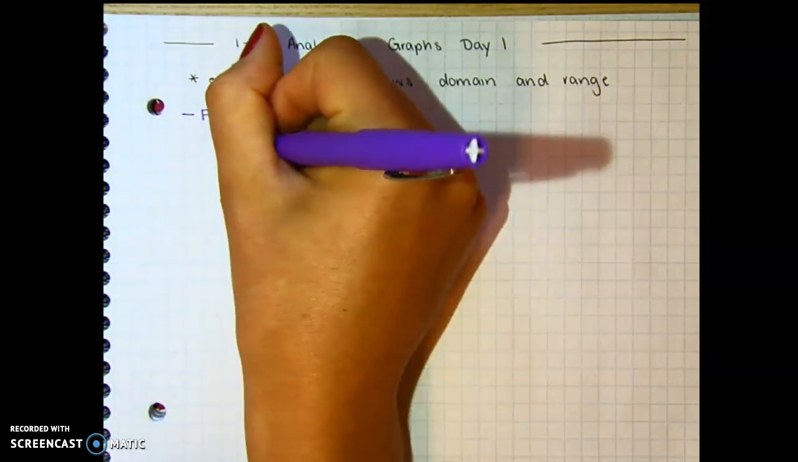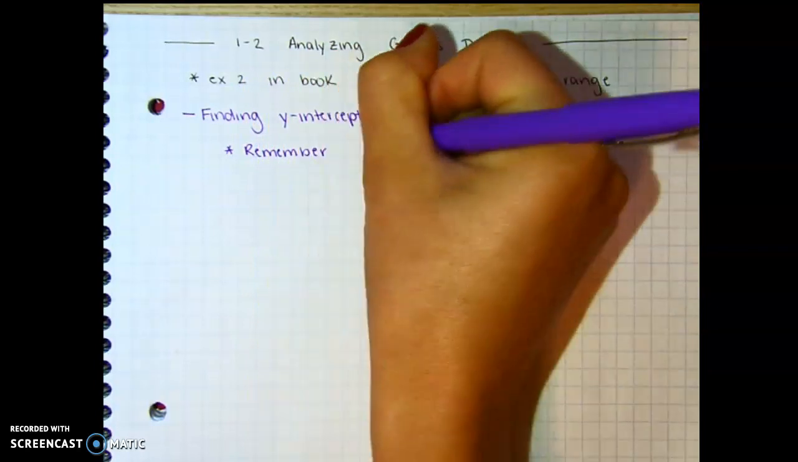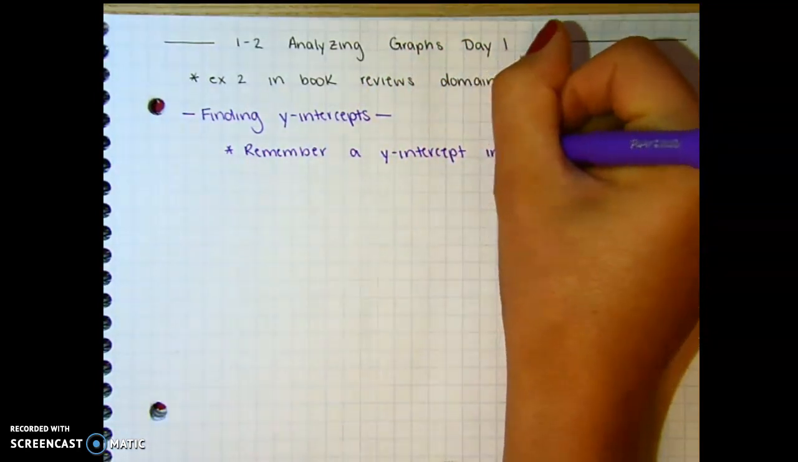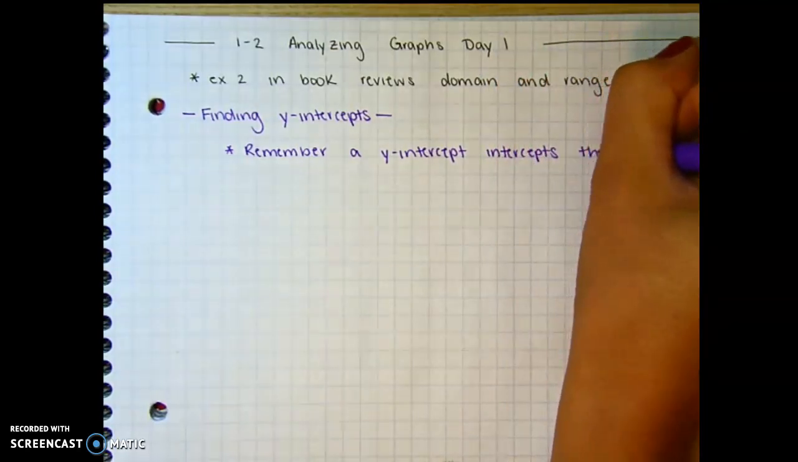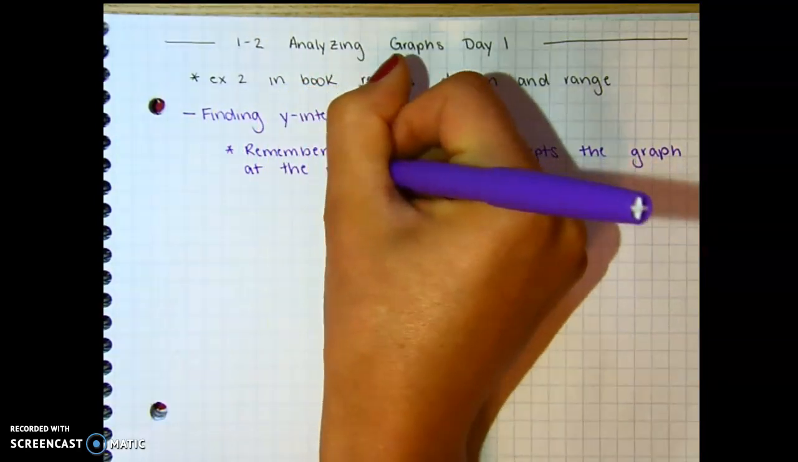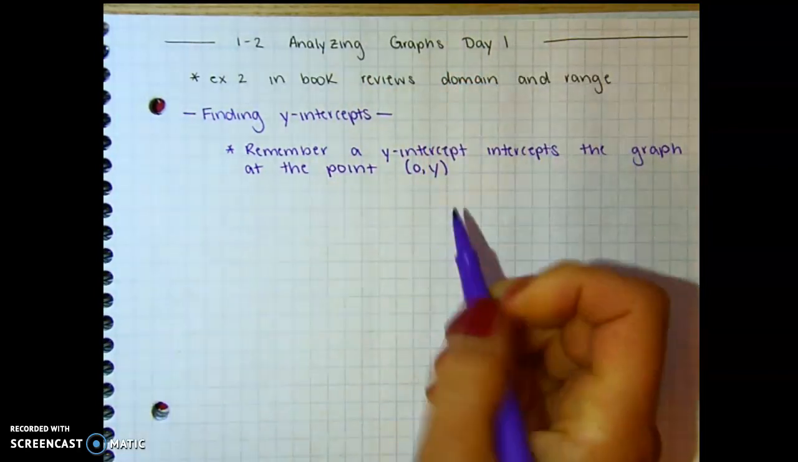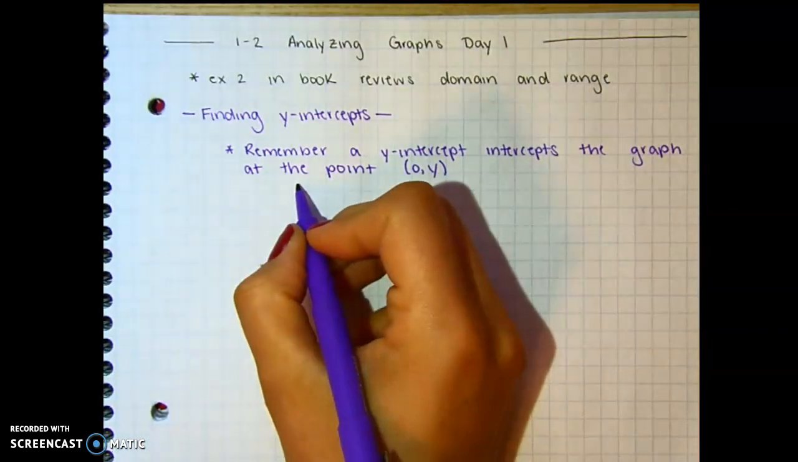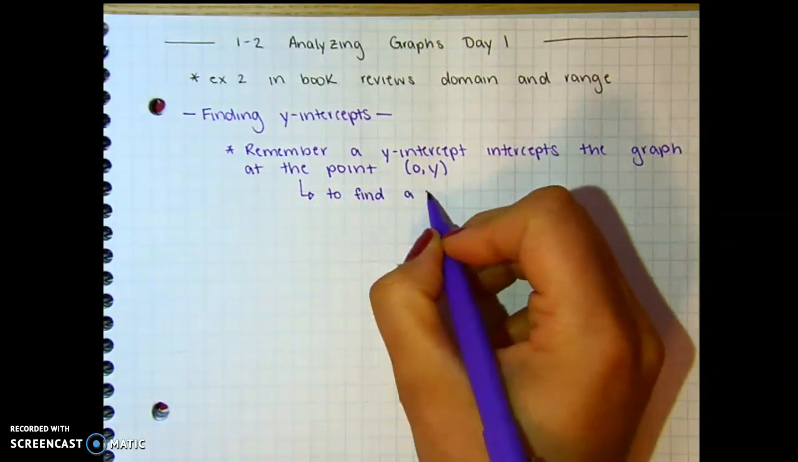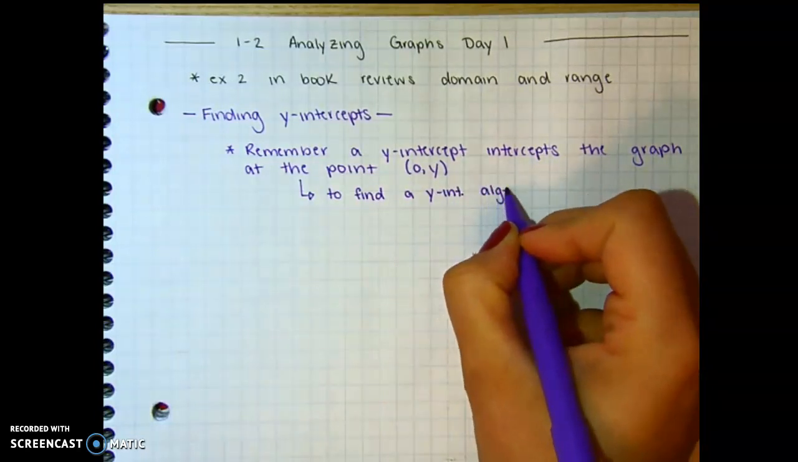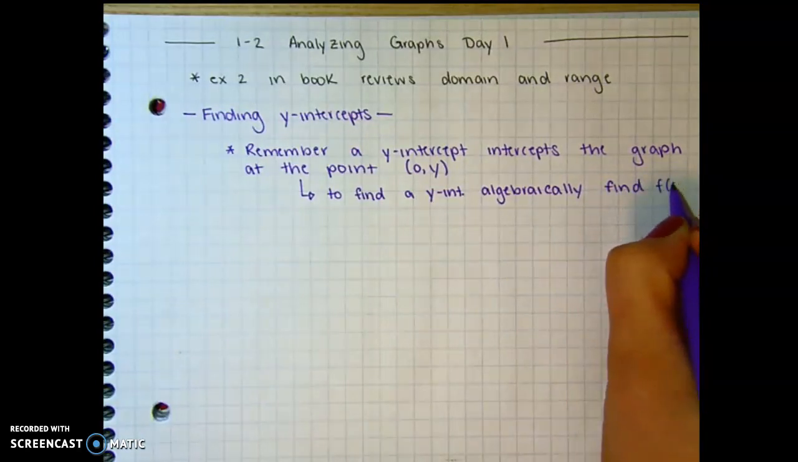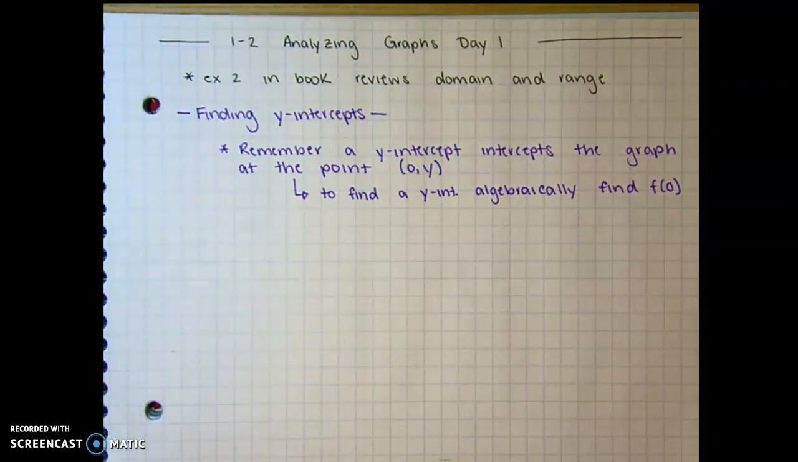So, first of all, let's just remind ourselves. Remember, a Y-intercept intercepts the graph at the point (0, y). What's really important about this is that the x value is 0. So to find or determine a y-intercept algebraically, find f of 0. Substitute 0 in for x and you're good. So let's do a quick example.